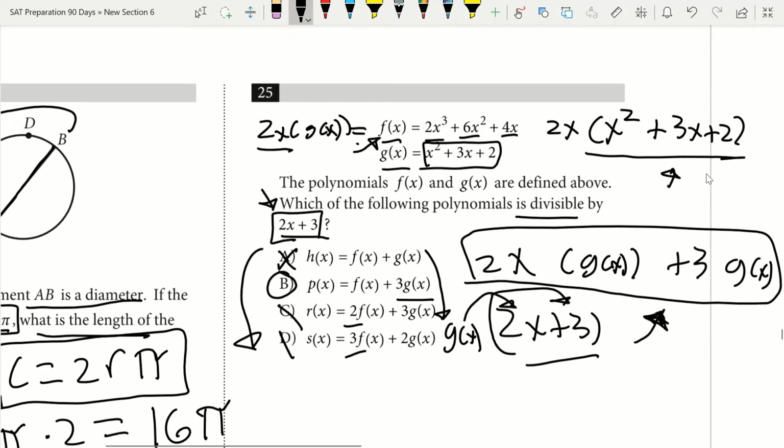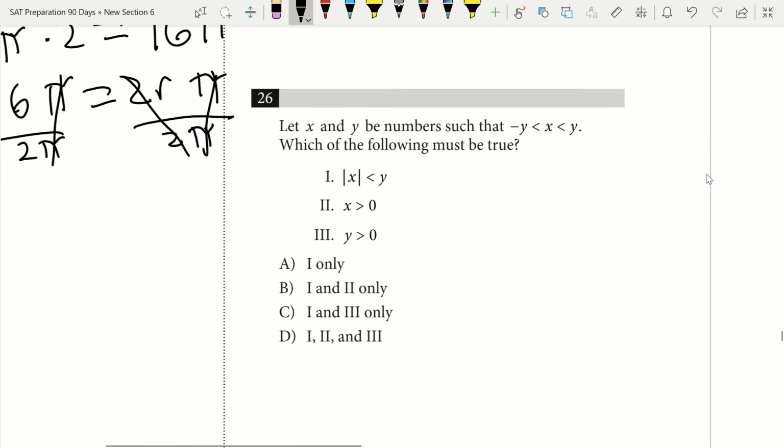All right, now we've got question 26. So we have x and y are numbers such that negative y is less than x, which is less than y. Which of the following must be true? Anytime we have a situation like this where we have to determine whether 1 through 3 are true, we just got to go through. There's really no secret formula with these ones. We just got to run through 1, 2, and 3, see which ones are true, which ones are false.